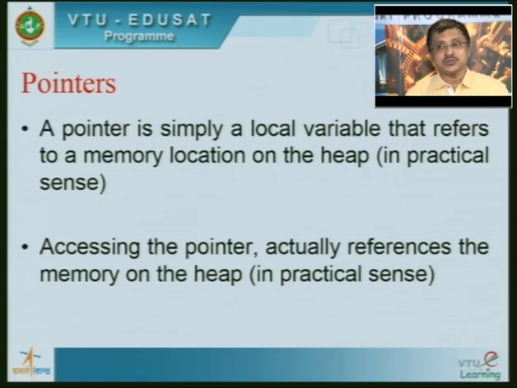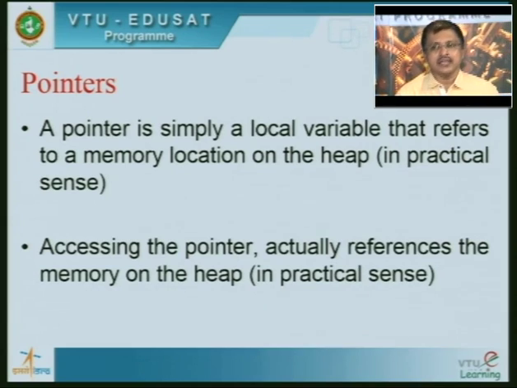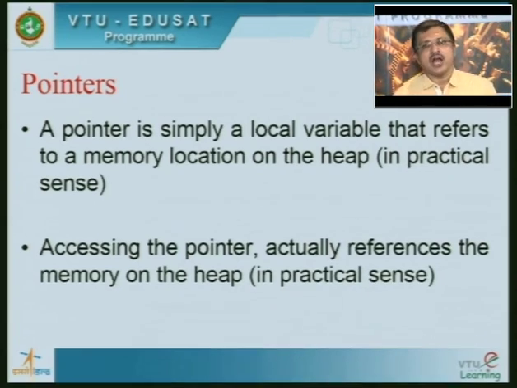But please remember, I also said if I say int x, and then int star IP, and then when I say IP is equal to ampersand x, basically star IP and x are the same. But star IP is an indirect reference, x is a direct reference. Which would a programmer like to use? More often a pointer is used as a local variable that refers to a memory location on the heap. This is the more useful usage of pointers.